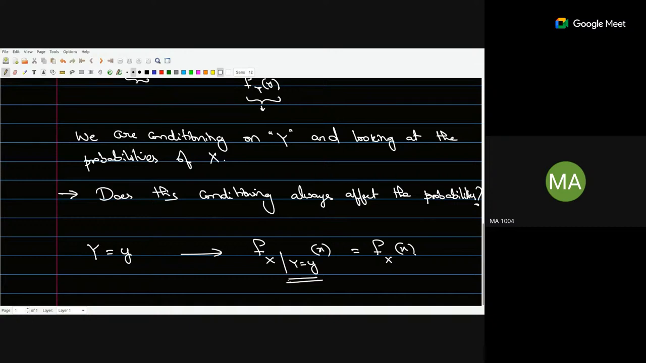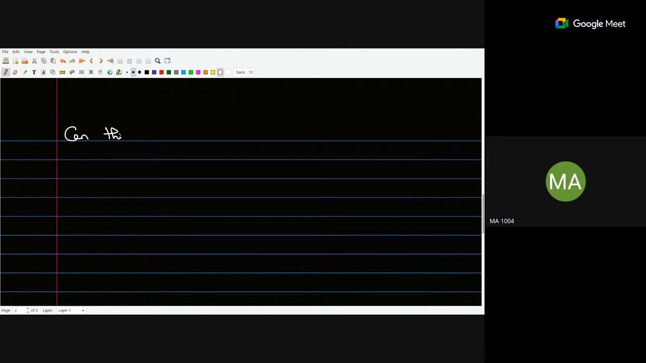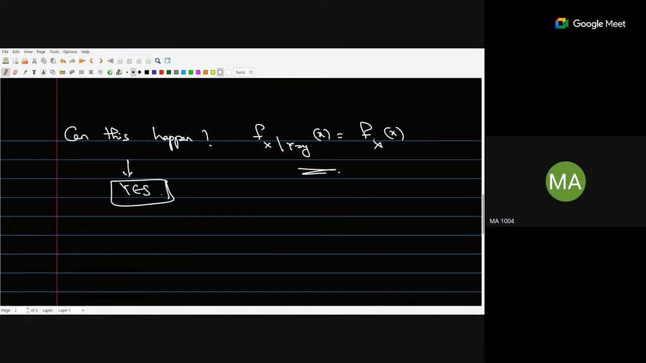is not affected. So that means this conditional distribution, or the conditional PMF, what we have discussed, when can this be equal to the marginal? That's the question. Can this happen? If this happens, what should be the condition? So the answer is, can this happen? Yes, sometimes it can happen that your conditional PMF can be equal to the marginal.